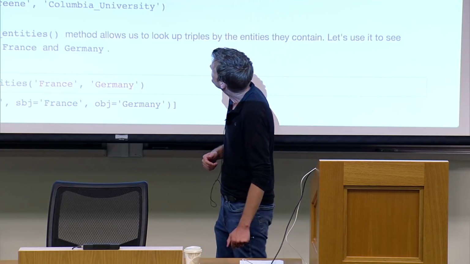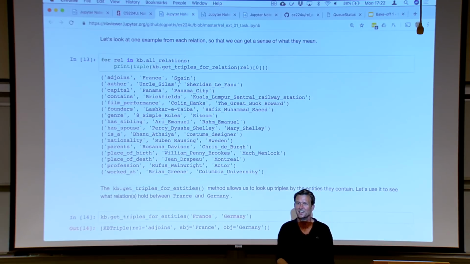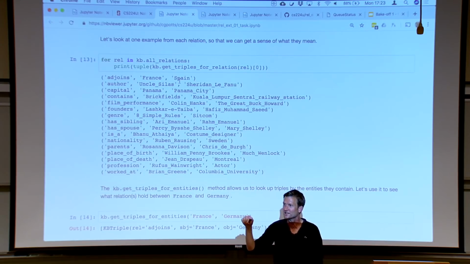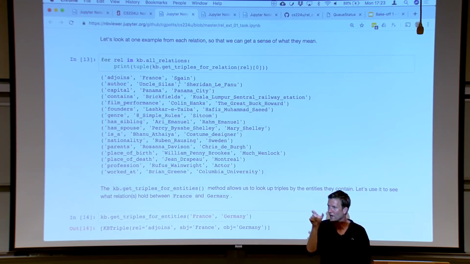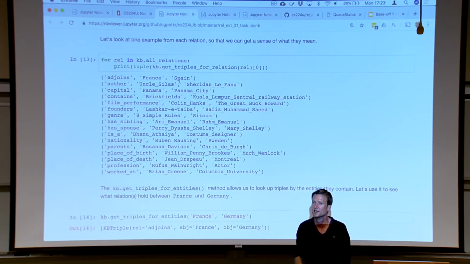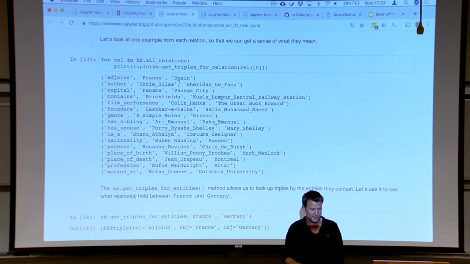Other relations are intuitively asymmetric. So author, Uncle Silas, Sheridan Le Fanu. That's fun to say. It's a bit arbitrary that the relation was defined in that direction. There's no reason why it couldn't have been the other way around. So it could have been instead author of Sheridan Le Fanu, Uncle Silas. That would have been fine. The representational choice that was made here was to put the author first and the work second. And by the way, that also points out that relations frequently or typically have types. So a relation will have a type for its first argument and a type for its second argument.